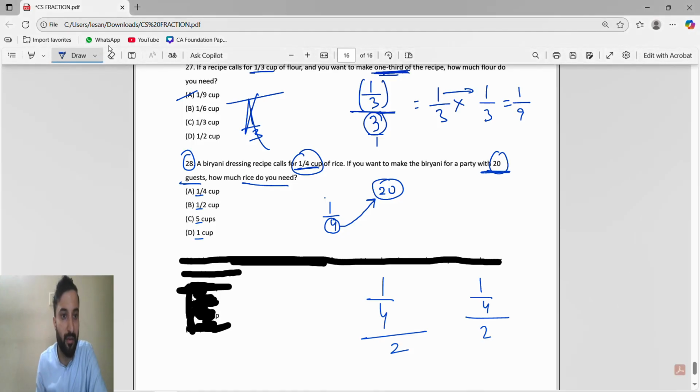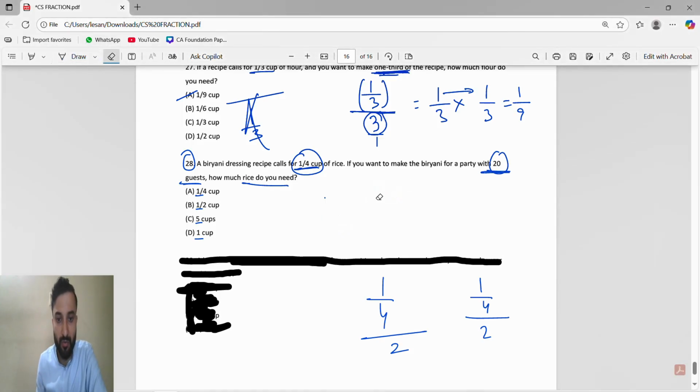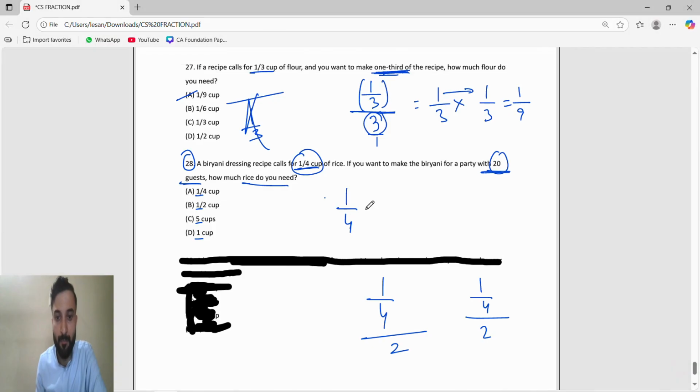But here in this question number 28 they didn't mention anything like 1/2 or 1/3. They just mentioned that 1/4 cup of rice is there. If you want to make the biryani for 20 guests, how much rice do you take? Simple, guys, 20 guests. If they ask this type of question, whatever number is given, divide by this 4. So 20 divided by 4, it will become 5. Answer is 5 cups. That's it.